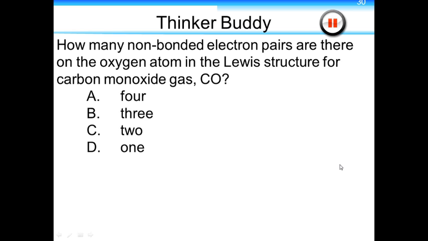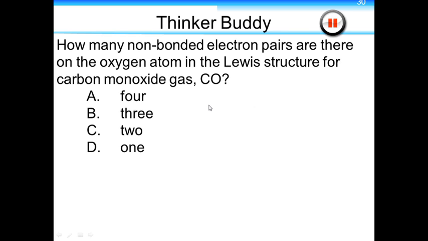So let's do another Thinker Buddy question. How many non-bonded electron pairs are there on the oxygen atom in the Lewis structure for carbon monoxide gas? A, 4; B, 3; C, 2; D, 1. How many non-bonded electron pairs are there? So to solve this problem, we need to draw the Lewis structure for carbon monoxide. So let's go through the steps.